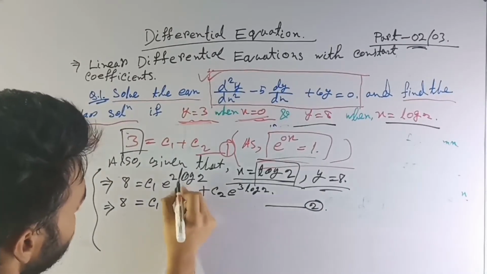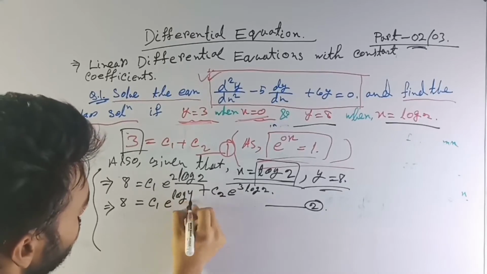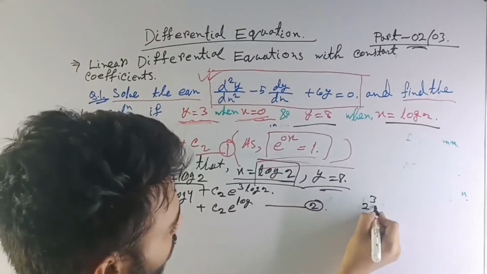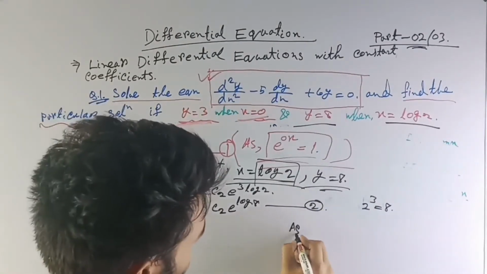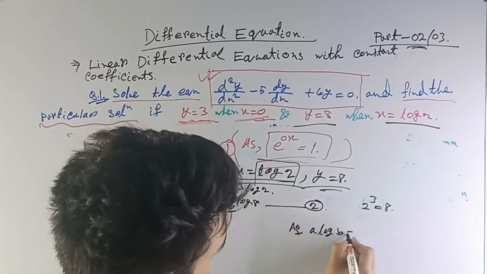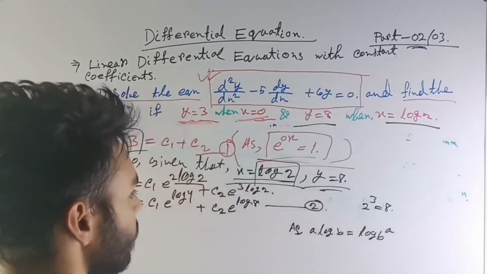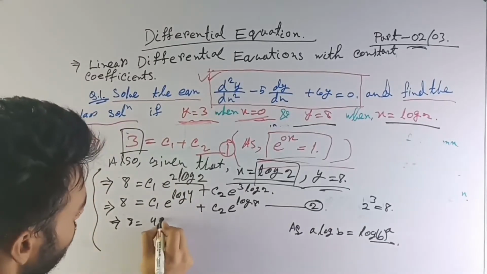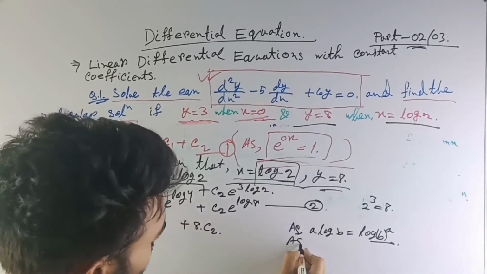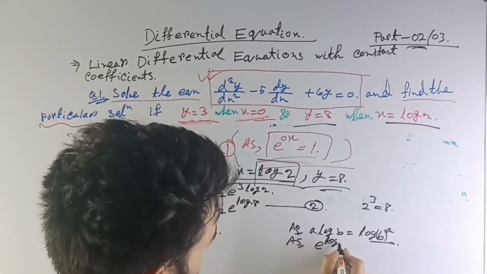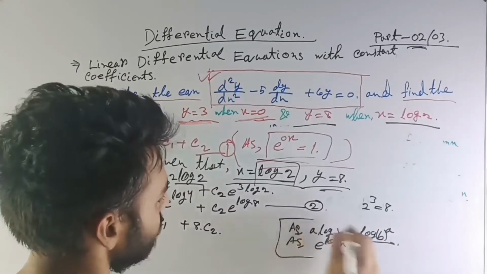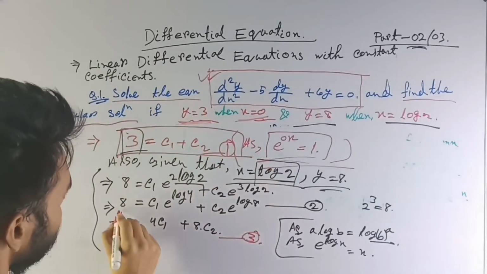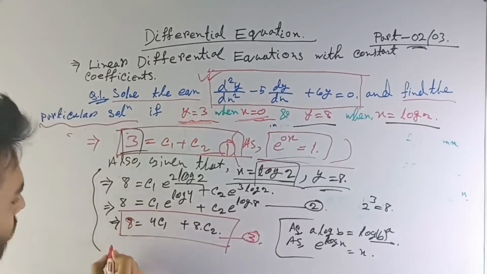So now 8 equals to c1 e to the power log of 2 to the power 2, which equals 4, so c1 e to the power log 4, and therefore c2 times e to the power log 8, since 2 to the power 3 equals to 8. Also, a log b equals to log of b to the power a. Now 8 equals to 4 times c1 plus 8 times c2, as e to the power log x equals to x. So that's the second equation, along with the first equation c1 plus c2 equals 3.